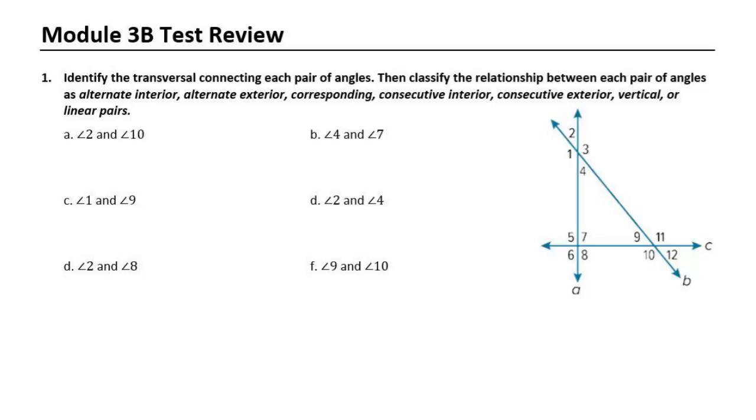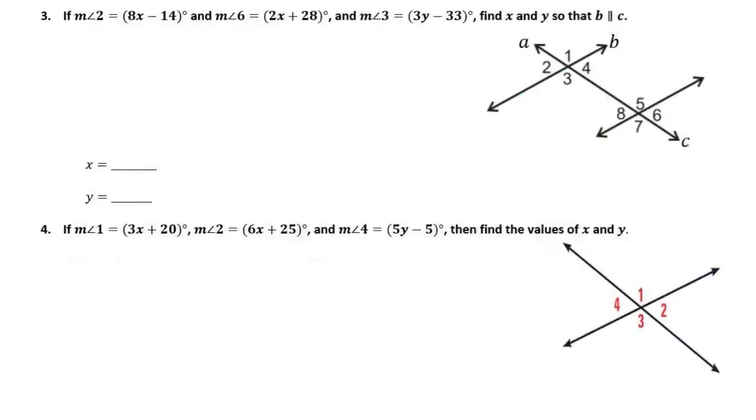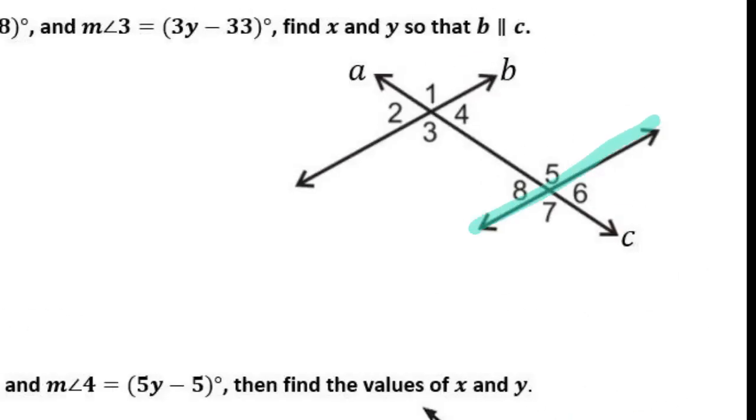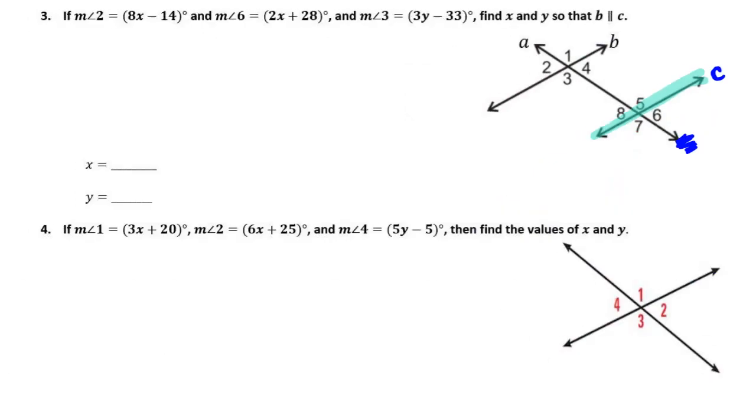All right, so we're going to look at question number 3 first. Remember, this is the one where we had to make a correction to it. This line right here is the one that should be labeled as line C, not this line down here. So we had to make a correction to that one yesterday.